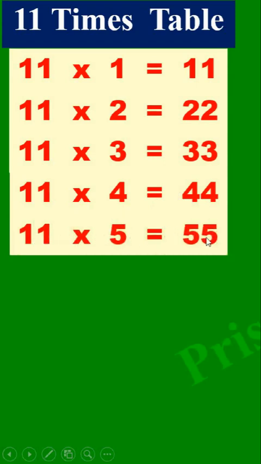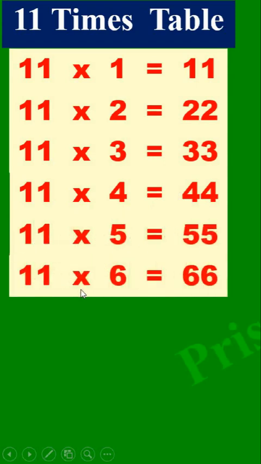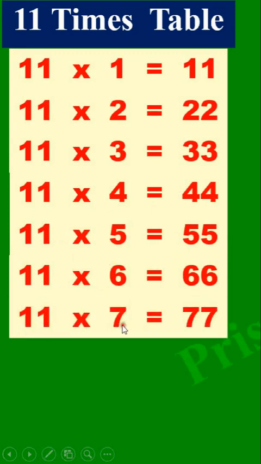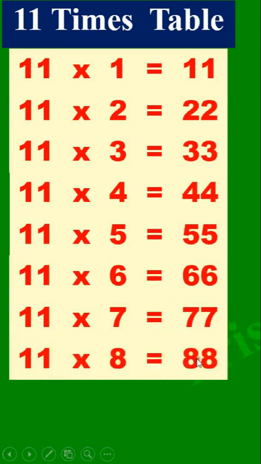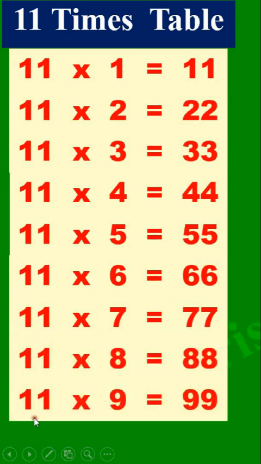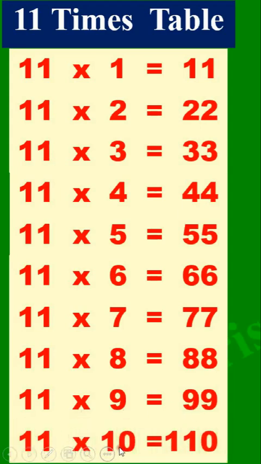11 times 5 is equal to 55. 11 times 6 is equal to 66. 11 times 7 is equal to 77. 11 times 8 is equal to 88. 11 times 9 is equal to 99. 11 times 10 is equal to 110.